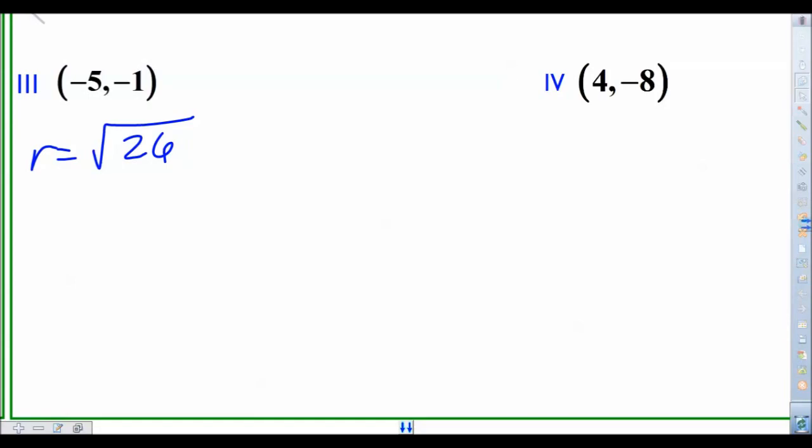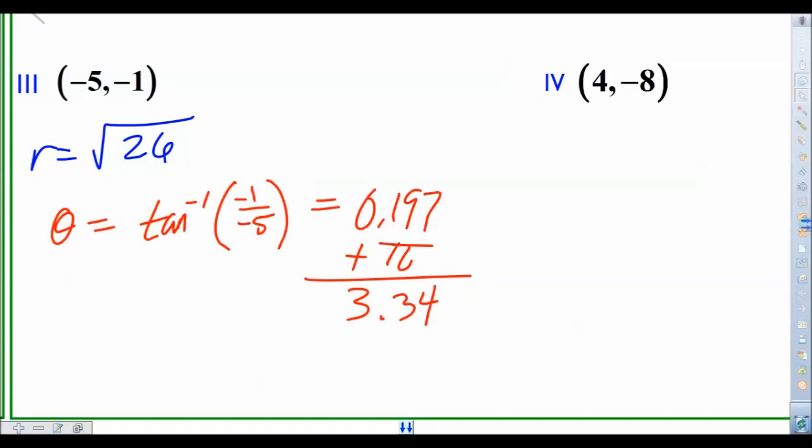So getting r is pretty straightforward. Once again, Pythagorean theorem. Keep in mind that when you square your negatives, make sure you keep them positive. Rocking and rolling now with inverse tangent, we get 0.197. Keep in mind that we're given a first quadrant angle with inverse tangent, so to compensate and get us to the third quadrant we need to add pi. And so there's our final answer.